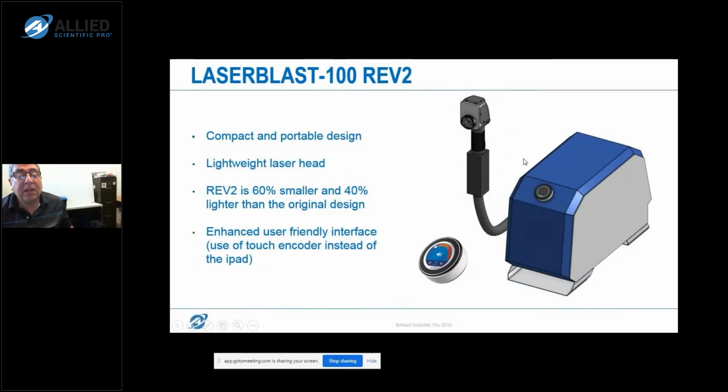We are also working on a compact 100-watt version. So this is 60% smaller and 40% lighter. And the idea would be that one worker could carry this unit. For example, inside a ship, you may need to go through different passages and hallways that are narrow or hatches that are narrow, so it's difficult to carry a big unit down there. So a portable unit will be definitely of use. It has an enhanced user-friendly interface.